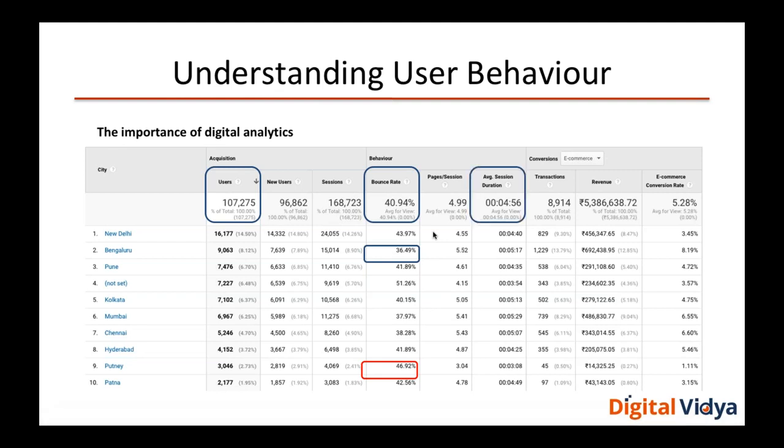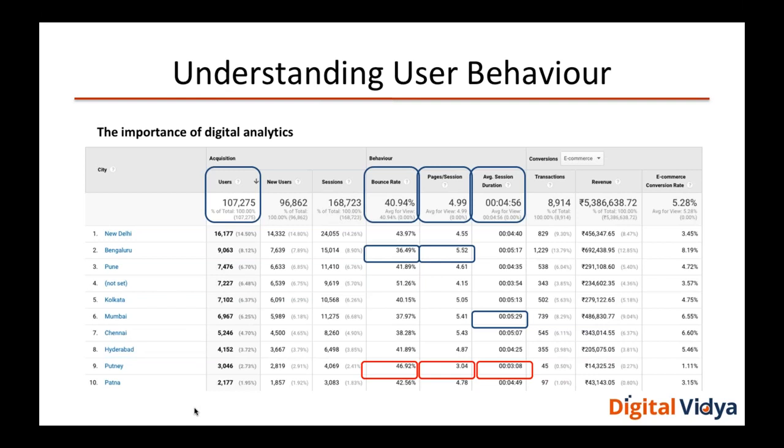Now let's take another example. This is the average time they spend in a session on this website, 4 minutes 56 seconds. But who's spending the maximum time? Users from Mumbai. Who's spending the lowest time? Users from Putney. And you can check it for all the locations. They are behaving differently when it comes to the time they're spending on your website. Pages per session is 4.99. They view 4.99 pages in their respective visits to the website. But who's viewing the maximum pages? These are the users from Bangalore. Who's viewing the minimum number of pages? These are the users from Putney. And you can check it for all other locations.